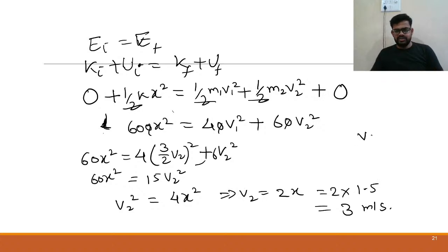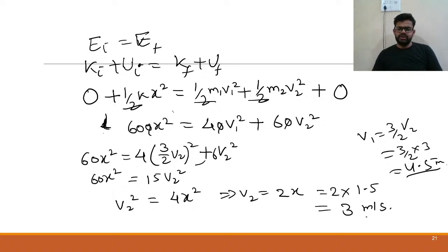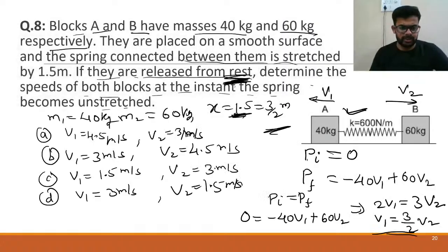What is the value of v1? v1 is equal to 3 by 2 v2, so 3 by 2 into 3, which is 9 by 2, that is 4.5. So v1 is 4.5 meter per second and v2 is 3 meter per second. In the options, which one is correct? 4.5 and 3, so option A is correct.